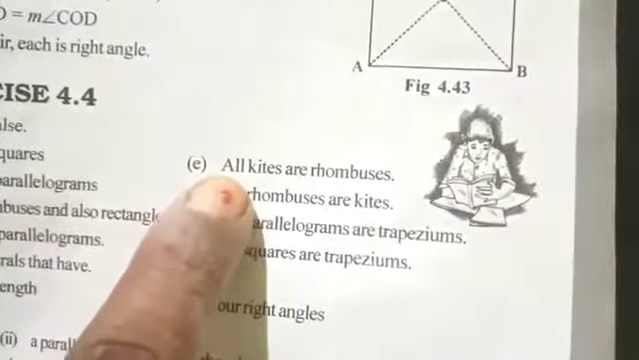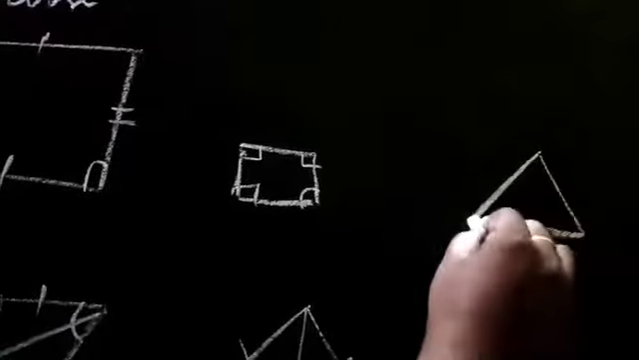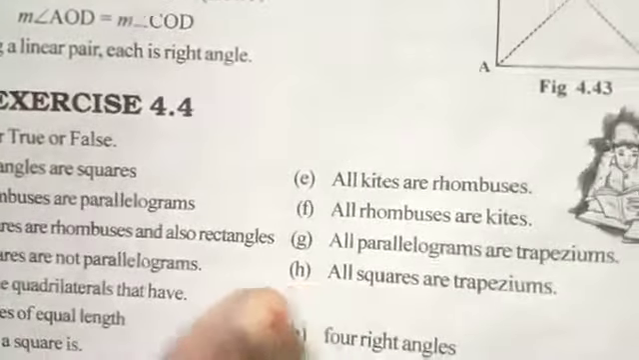E1 is all kites are rhombus. No. In kites, this will be big, this will be small, the triangle we get, so it is false. That is, E is false. The remaining three you think about and do as your homework.